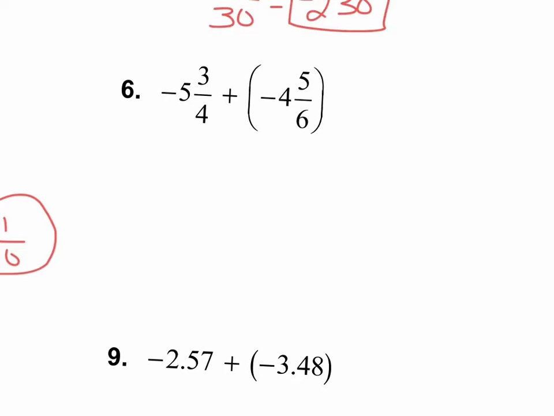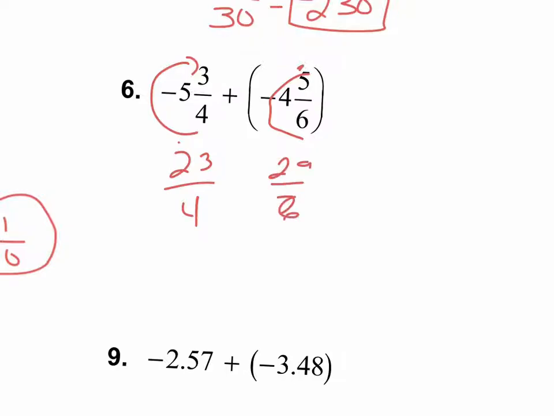Alright, moving right along. Okay, so what we could do is add the whole numbers and then add the fractions, but we're just going to go ahead and make it improper and do it that way. So 4 times 5 is 20, 20 plus 3 is 23 fourths, and then we have 6 times 4 is 24, plus 5 is 29 sixths.